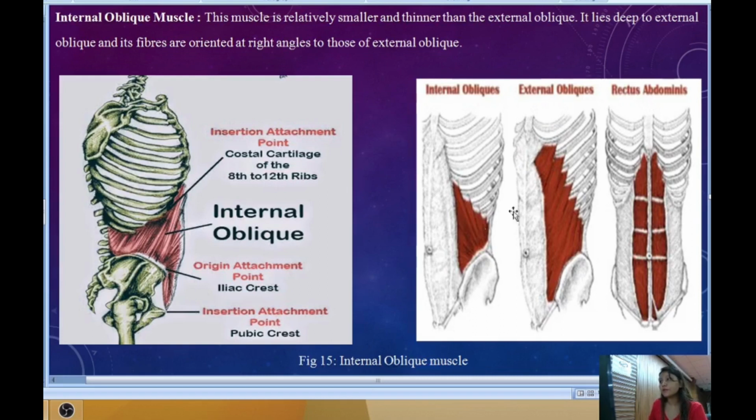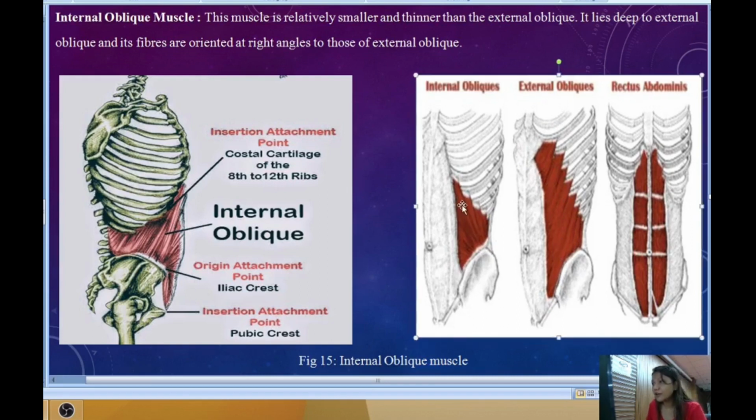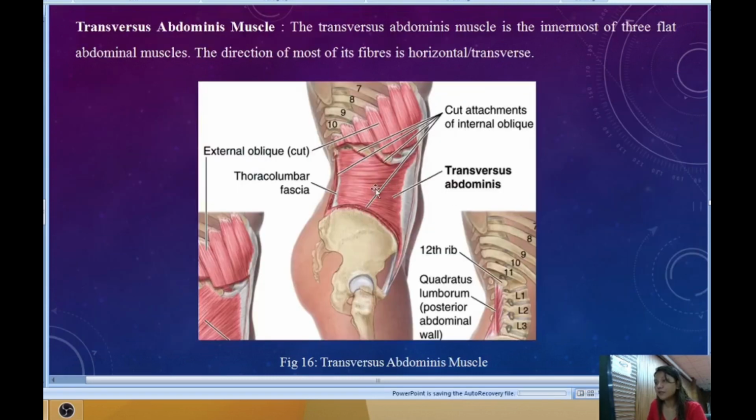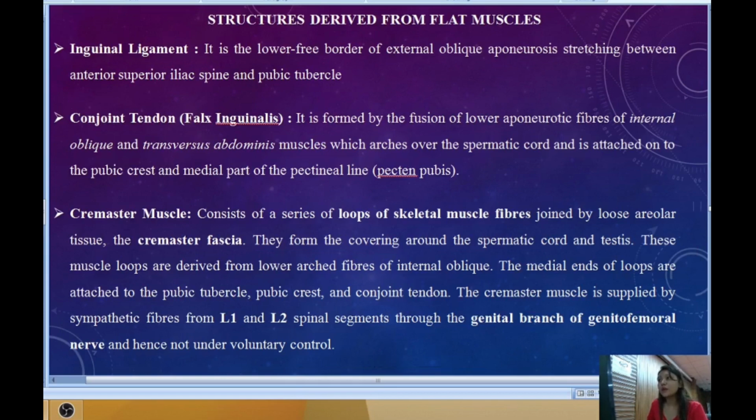So in here you can see this is the external oblique. If you cut this, you will get the internal oblique. And then if you cut both external and internal, you will get the transversus abdominis. You will get this transverse muscle which is known as transversus abdominis. Now we come to the structures derived from the flat muscles.